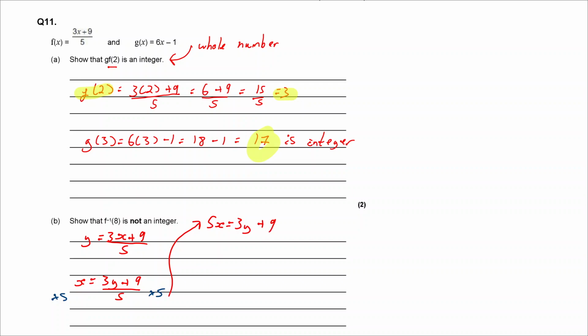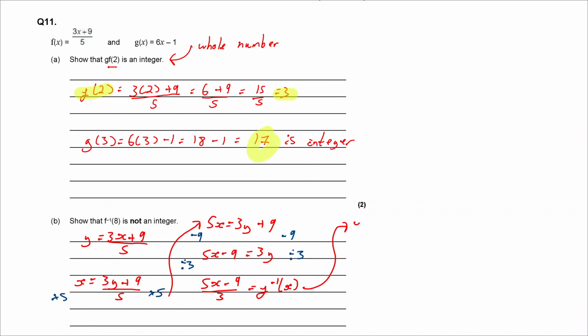We're going to take away 9 from both sides. So 5x minus 9 is equal to 3y. We're then going to divide both sides through by 3. That's going to give us 5x minus 9 divided by 3 is equal to y, which we write as the inverse function. Now I'm going to put in the value of 8 into my inverse function.